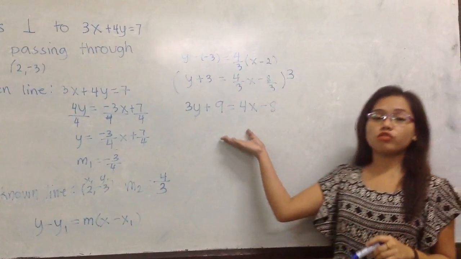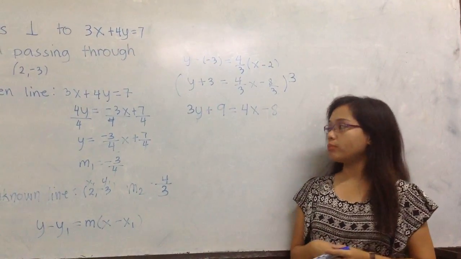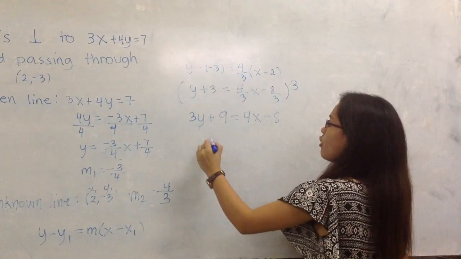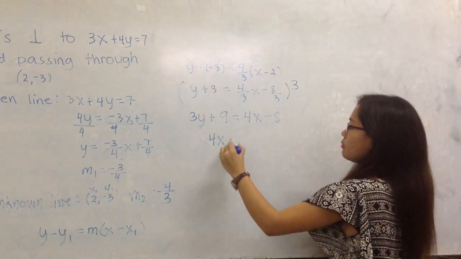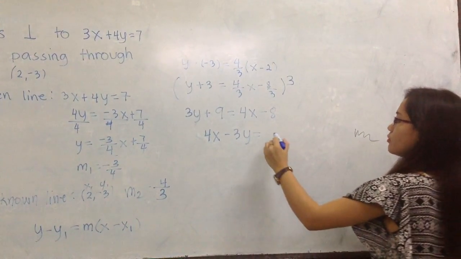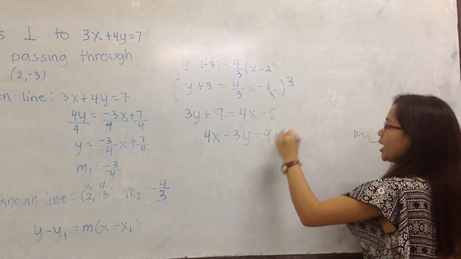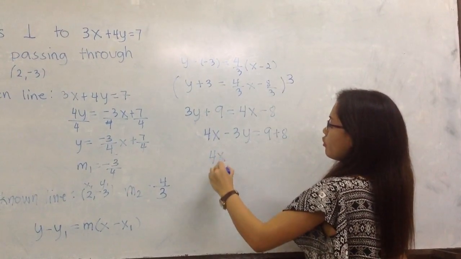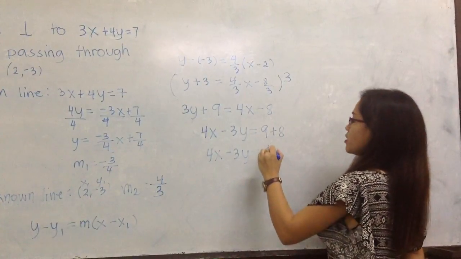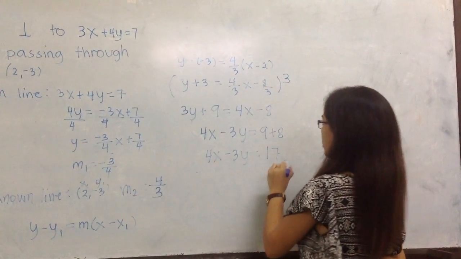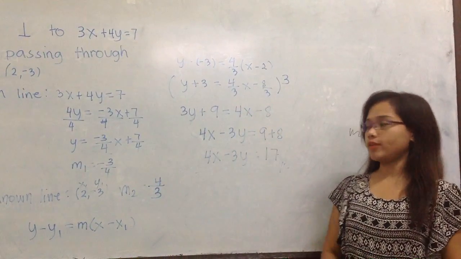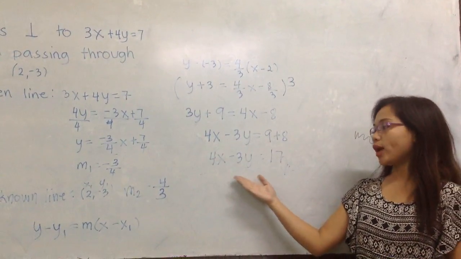And then let's transform this equation into general form. So this will become 4x minus 3y equals 9 plus 8. So to simplify further, 4x minus 3y equals 17, since 9 plus 8 is 17. So therefore, the line perpendicular to 3x plus 4y equals 7 is 4x minus 3y equals 17.